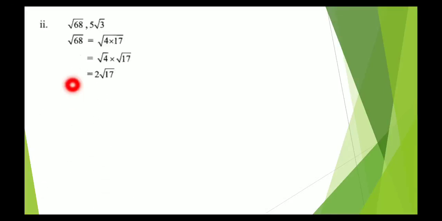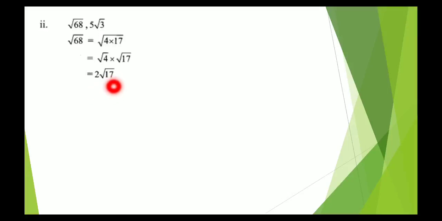Now question number 2. Root 68 and 5 root 3. Here the order is same because root 68 order is 2, 5 root 3 order is 2. I will write it in the simplest form. Okay. So 68 can be written as 4 into 17. The square root of 4 is 2. So 2 root 17.